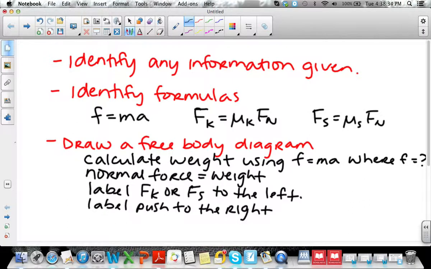Okay, so you definitely will be able to calculate the weight and the normal force. You should always calculate that when you're doing your free body diagram, unless it was already given to you, that's fine. Fk and Fs, you might not know those yet. So at least label them with Fk or Fs so you know which one you're dealing with. And then label the push. You might not know that either, but you'll be able to calculate it later. So draw a free body diagram. Then go to the next page and continue this.